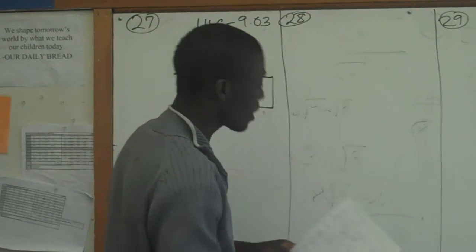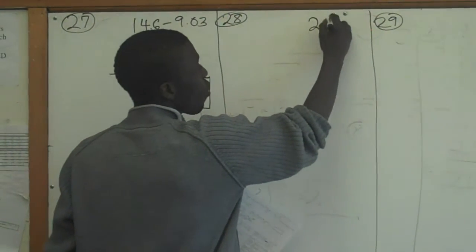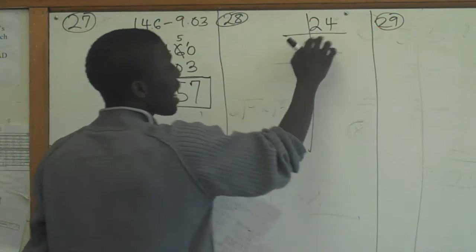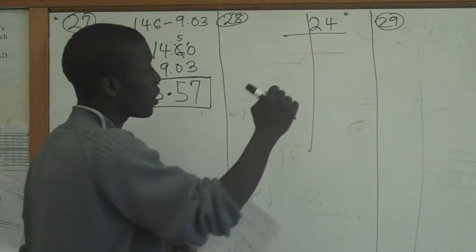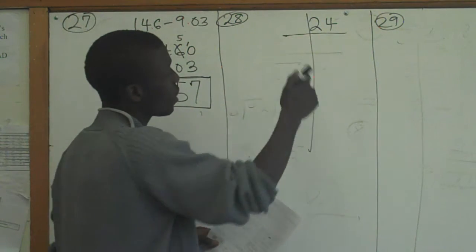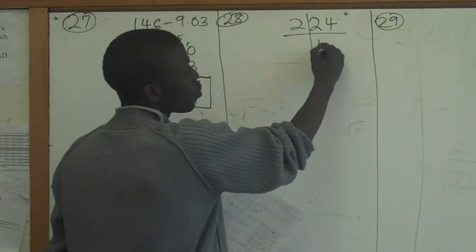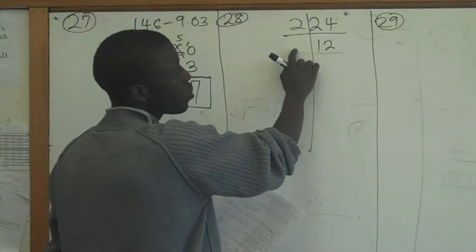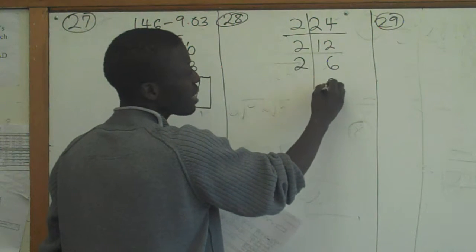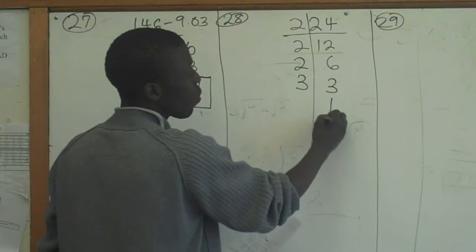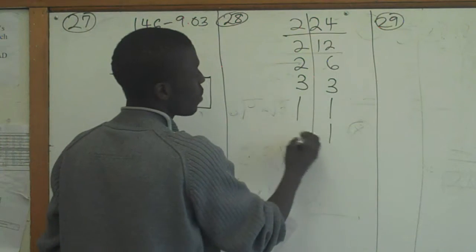Number 28 is asking for some factors of 24. Well, what I was looking for is you write 24 down, find numbers that could go into 24, starting with the smallest one. Of course, 1 can go into 24, but 2 goes into 24 12 times. And then 2 goes into 12 again 6 times. And then 2 goes into 6 3 times. And 3 goes into 3 once. And 1 goes into 1 1 time.